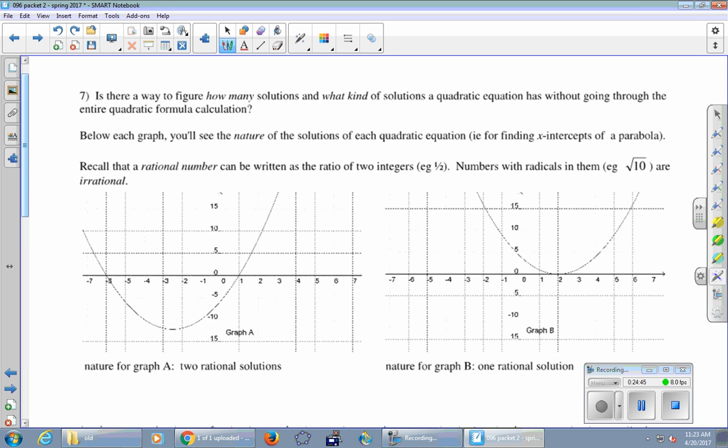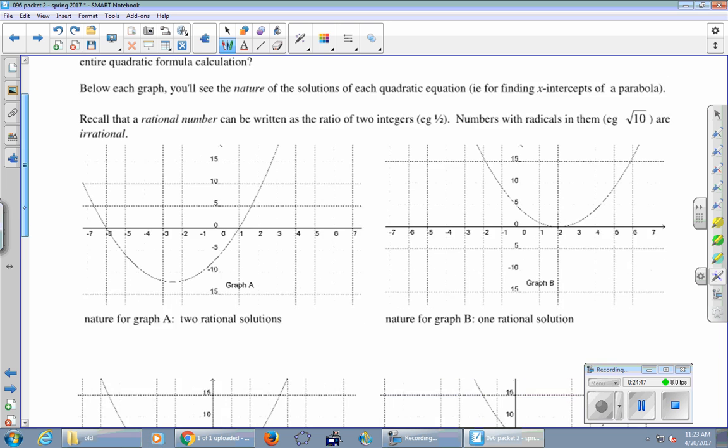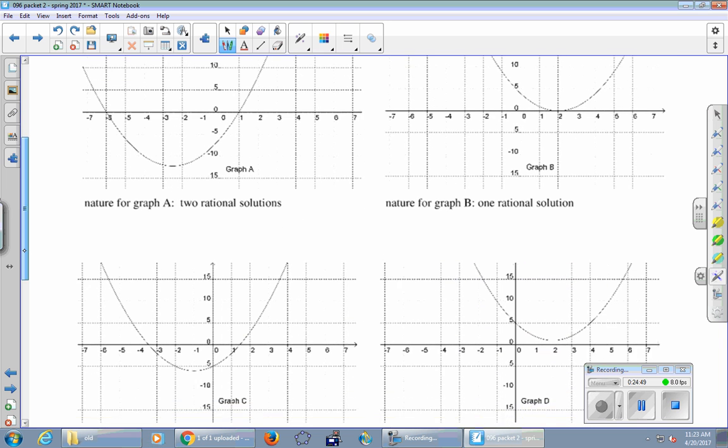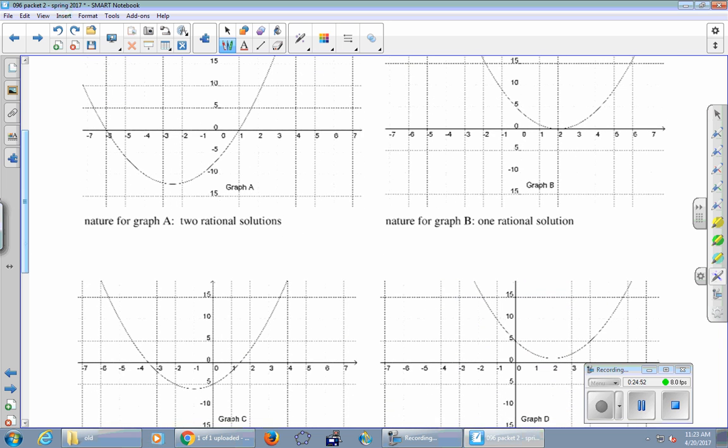Okay, let's take a look at the graphs. Again, the quality of my graphs up here is not so great, but I think on your page it's better. So I'm looking for x-intercepts here. How many x-intercepts do you see? 2.